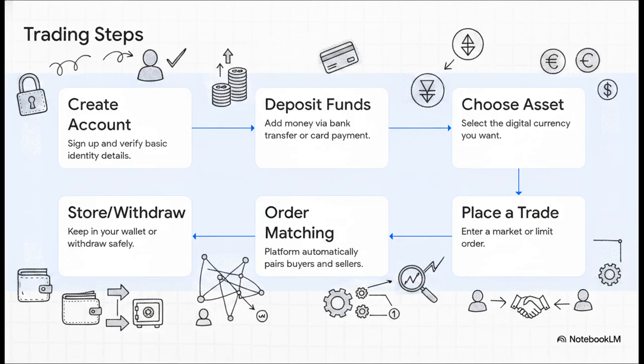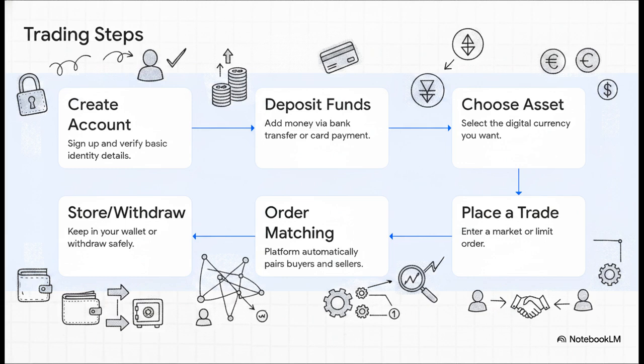Step 4 is placing the trade, and here's where you have some choices. You can place a market order, which buys the asset instantly at whatever the current available price happens to be, or a limit order, where you set a specific price and patiently wait for the market to come to you. Then we hit Step 5, order matching.